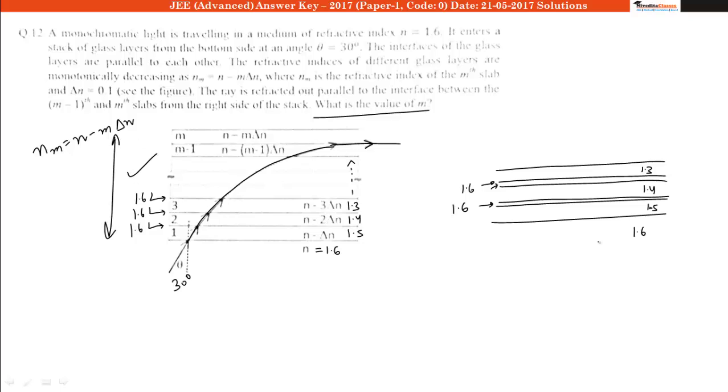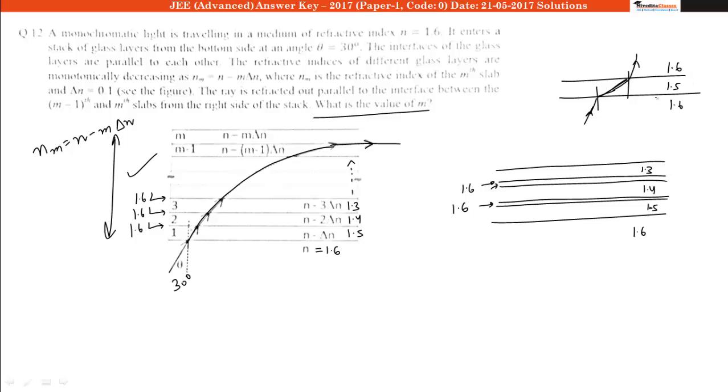Let us say we have this 1.5 slab and this is 1.6, and again we have a buffer of 1.6 on the topmost side. The ray which will be emerging will come like this and will deviate and then again. So, the emergent ray will be parallel to the incident ray because this will work as a rectangular glass slab.